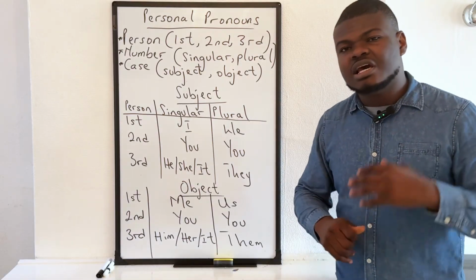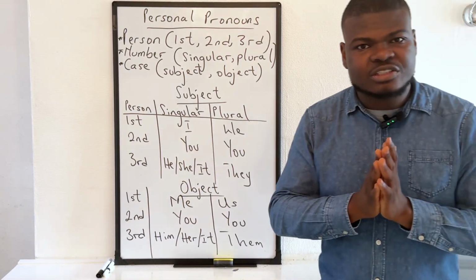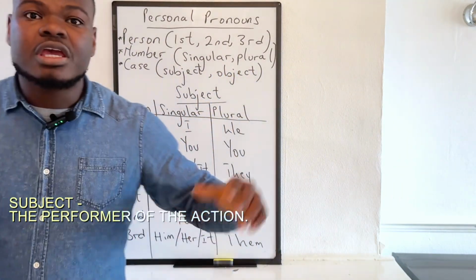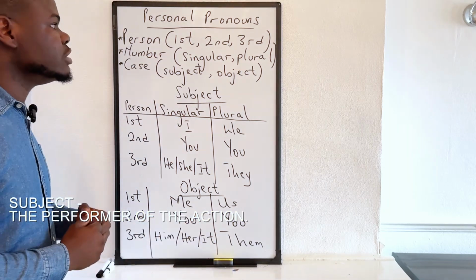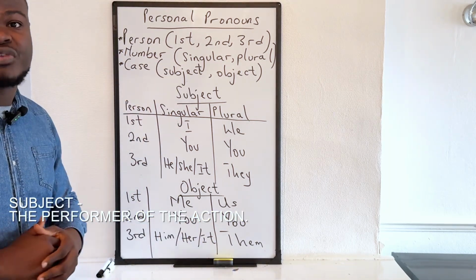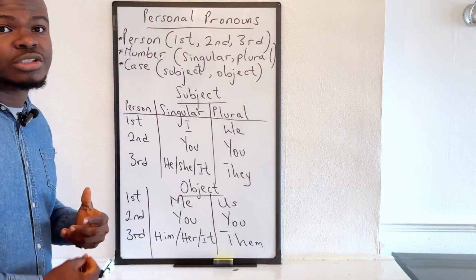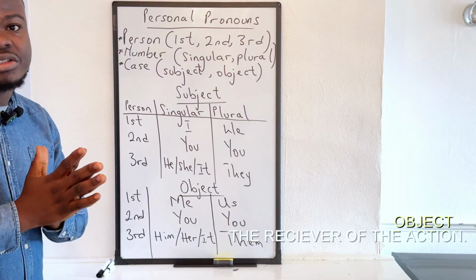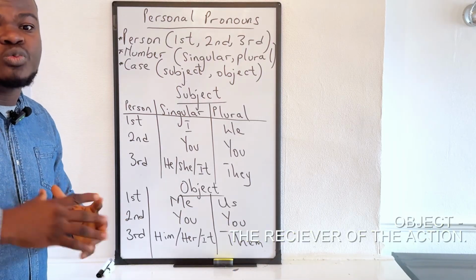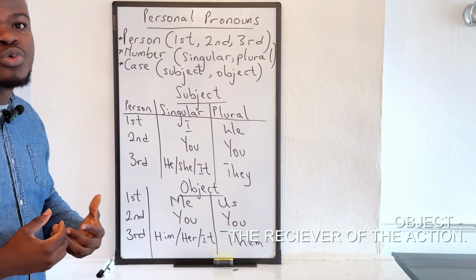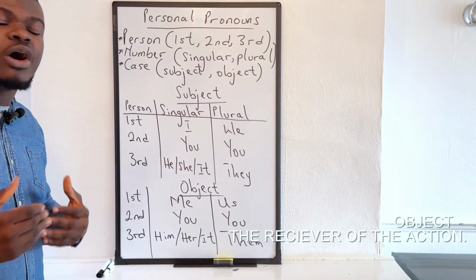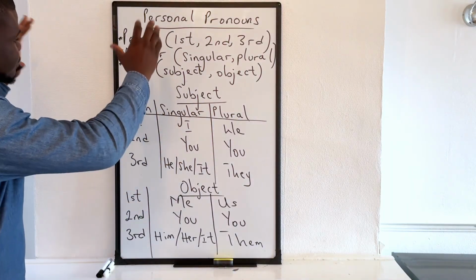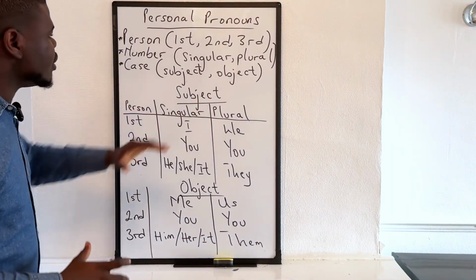And also case. As regards case, we mean, is it the subject case or the object case? The subject is usually the performer of the action, the one that performs the action, while the object is usually the receiver of the action, or the undergoer of the action, the one that receives the action, the one that gets the consequence of the action, the one that undergoes the action. So in line with this topic, let's go to the subject.